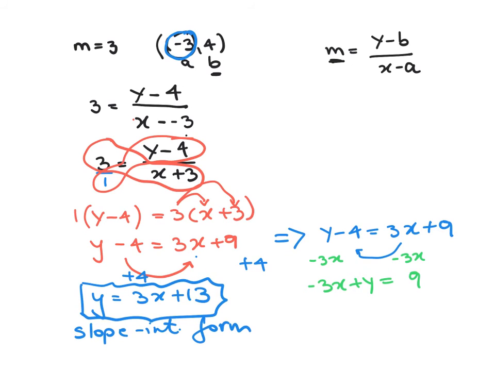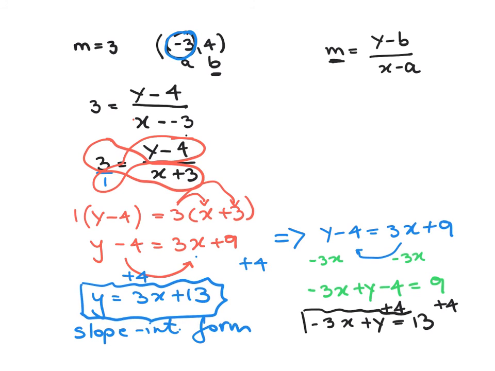Let me just erase this line. So what are we going to be left with? Negative 3x plus y take away 4 equal to 9. You don't have to have so many steps, but I'll just include a few. Now we have negative 4 on the side where the x's and y's are. To get rid of that, you just add 4 to both sides. So we're going to end up with negative 3x plus y equal to 13. So this is your general form.